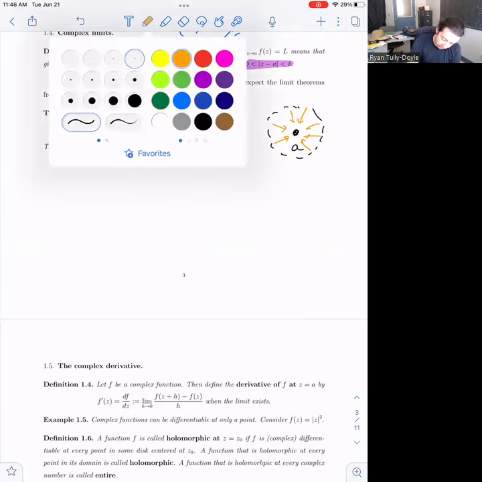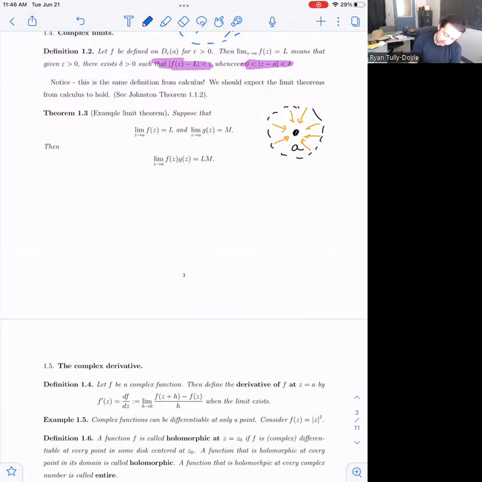So if we wanted to prove that this particular definition held, this is the product of limits. This is an example limit theorem. We're going to assume that f has a limit as z goes to a, and we're going to assume that g has a limit as z goes to a. And what we want to show is that the limit of the product of the functions is the product of the limits. It's a standard calculus 1 type of thing that we use all the time.